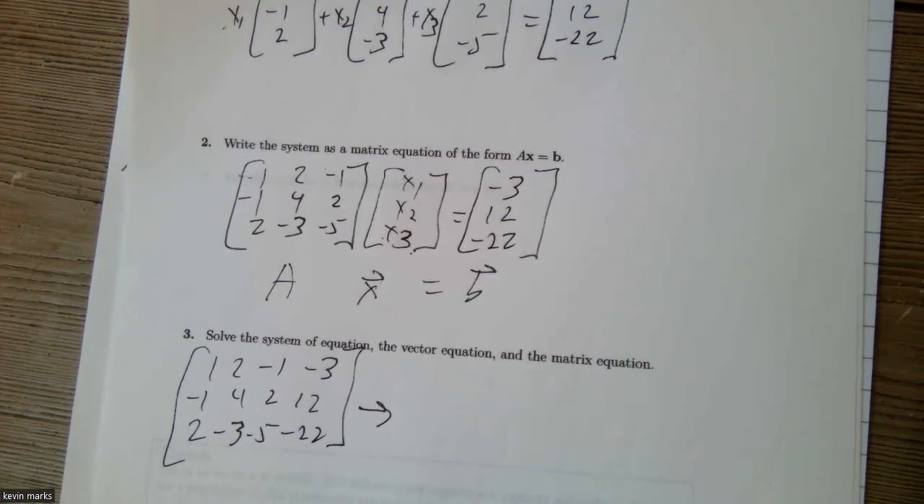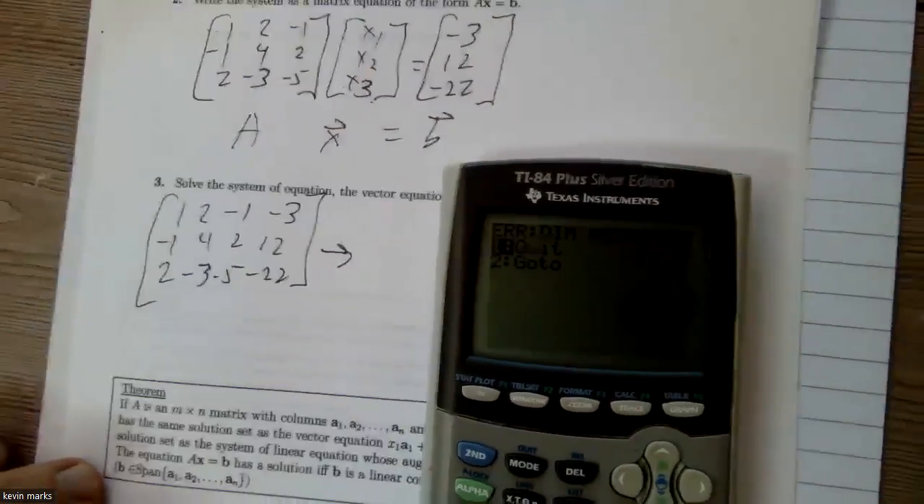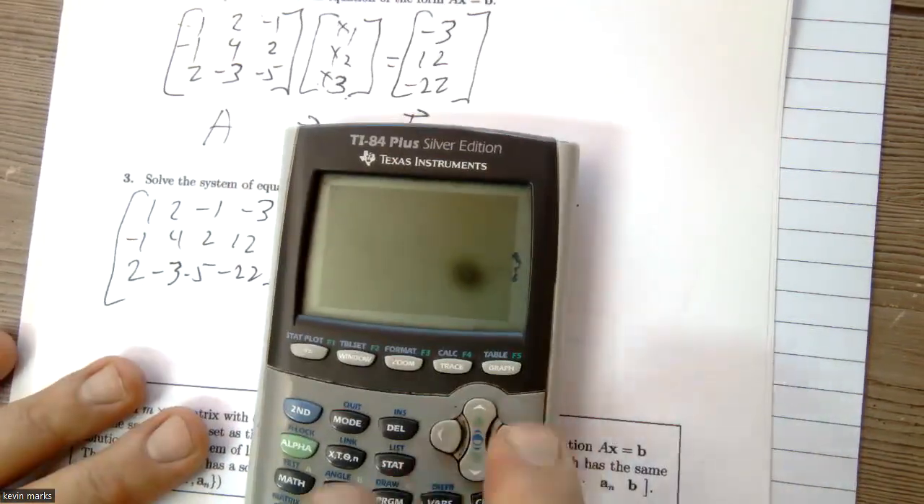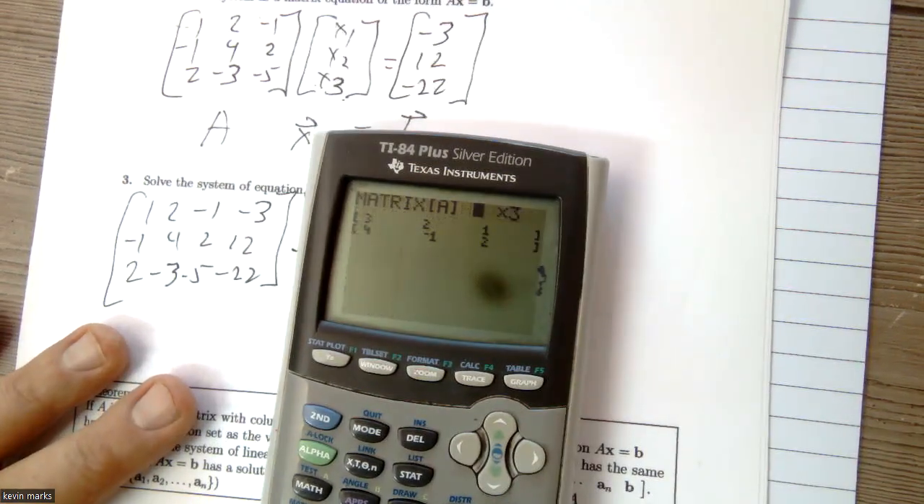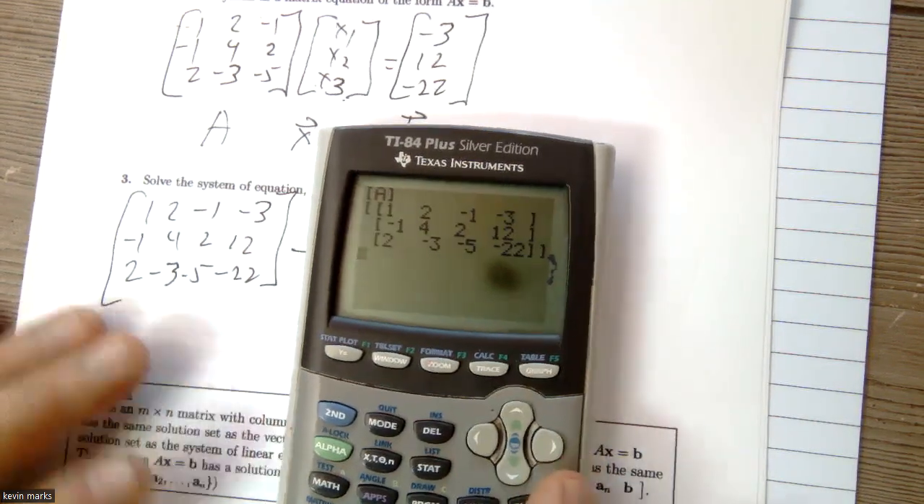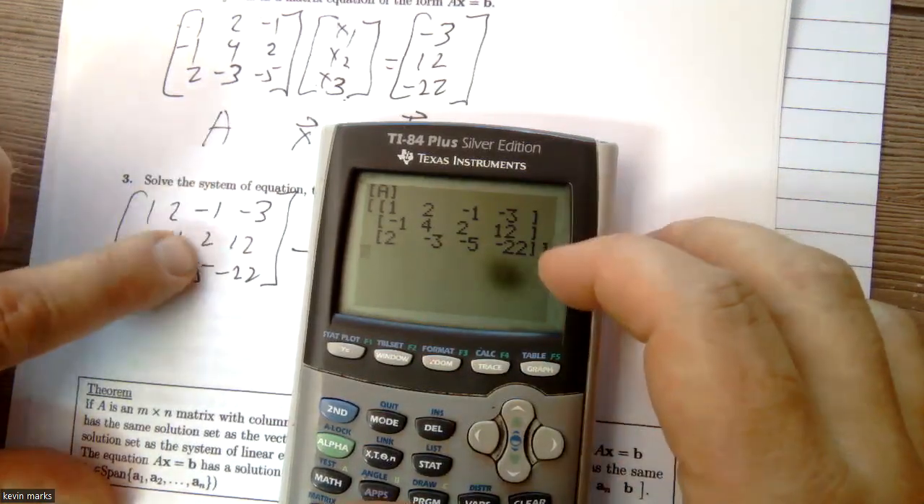And then we row reduce it. Okay. Now I will leave that to you if you want to do that by hand, great, right? But hopefully we've done enough of those. We don't need to spend a whole lot of time here doing that. So let me just do this in the calculator just to make the point. So in this case, if we're row reducing this matrix, this is a 3 by 4: 1, 2, -1, -3, -1, 4, 2, 12, 2, -3, -5, -22. And let me check.